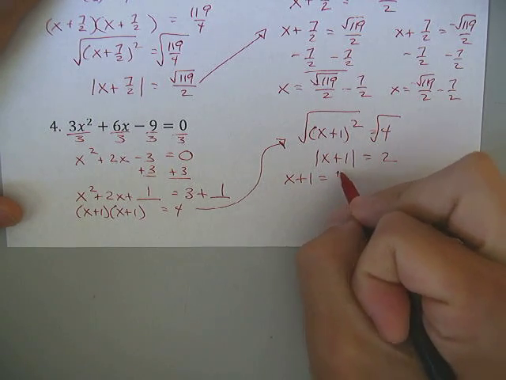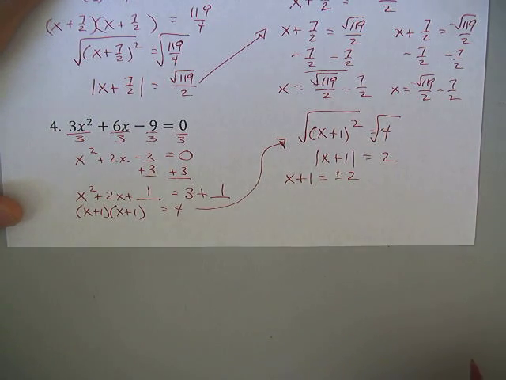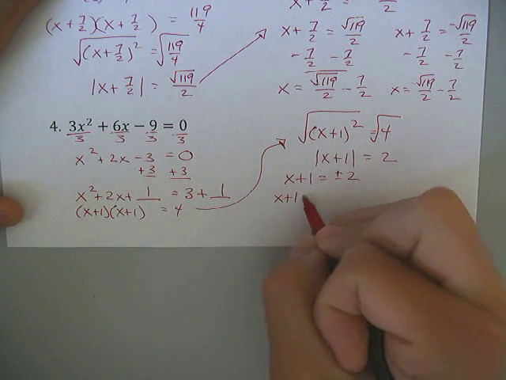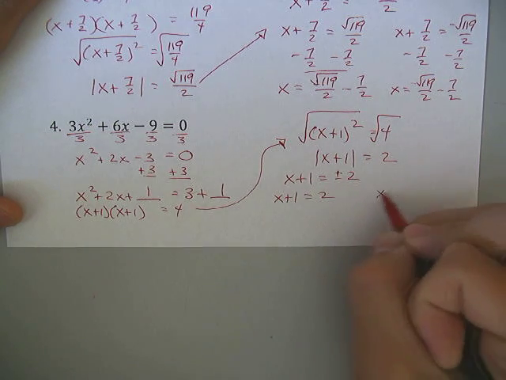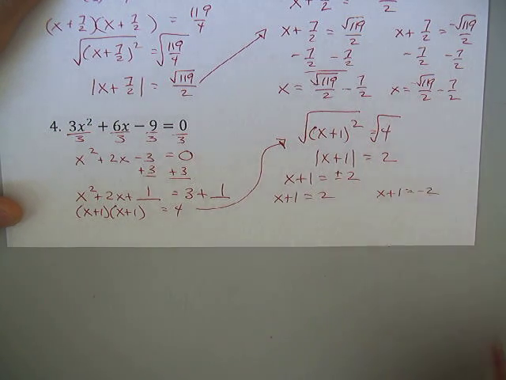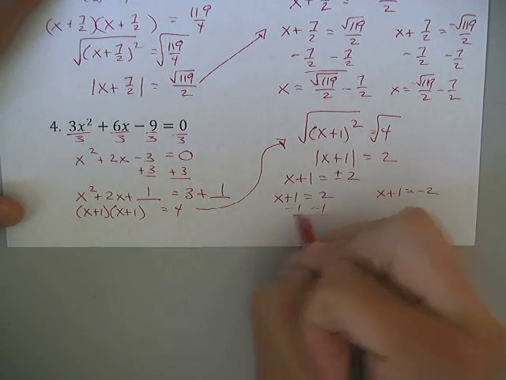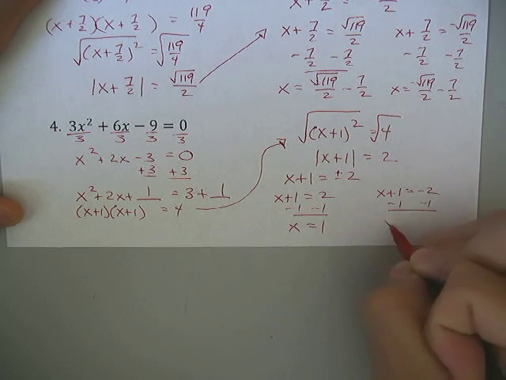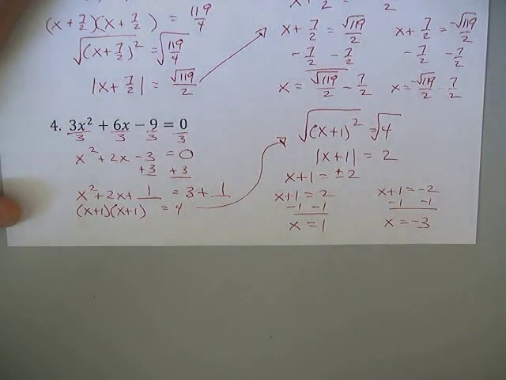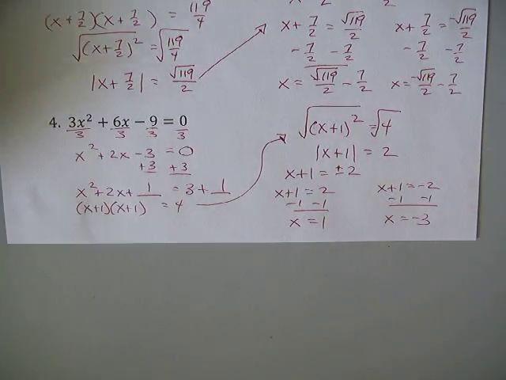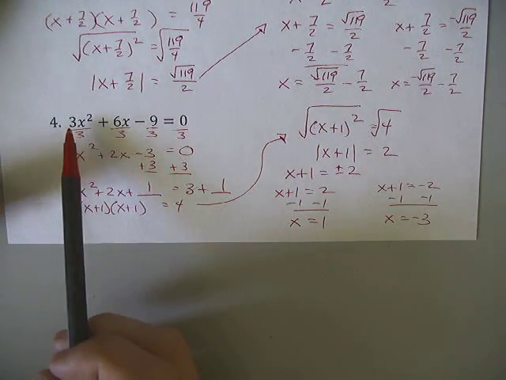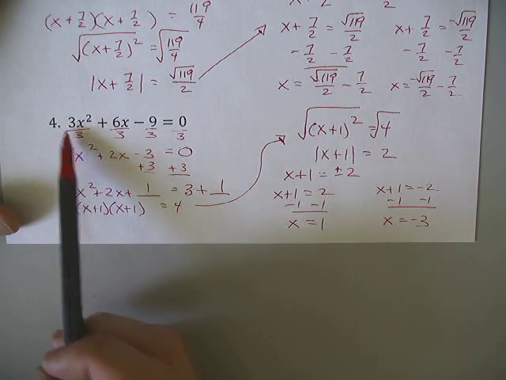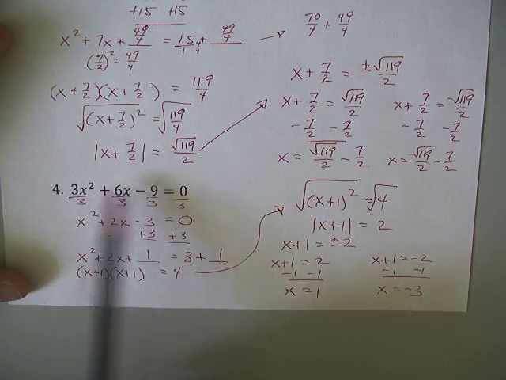Split it up. x plus 1 equals plus or minus 2. So now I can split it into x plus 1 equals 2 and x plus 1 equals negative 2. Subtract 1, x equals 1. Subtract 1, x equals negative 3. Okay, so the big thing here is obviously you can't have a lead coefficient.